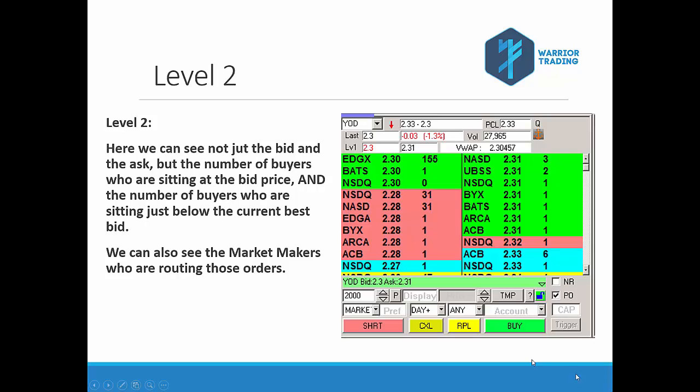Now, you can see here, this is pretty much our standard level 2 window. We've got our bid on the left, and we've got our ask on the right. And you can see here, well, that's interesting.